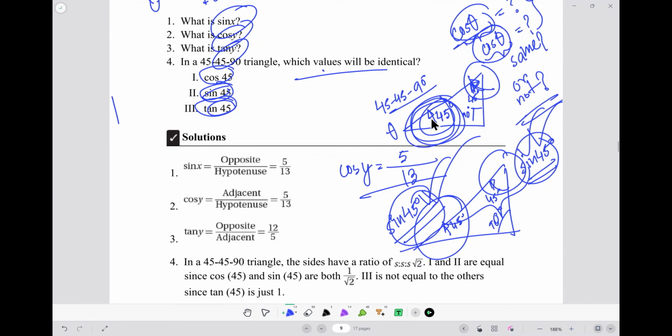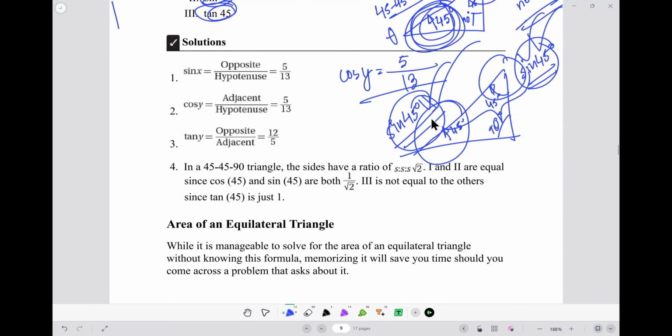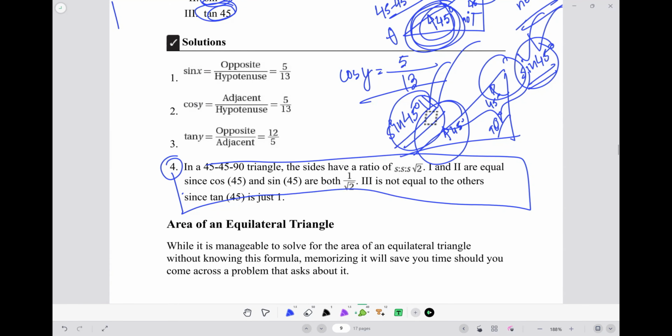Then you just need to compare. Basically, they are not just giving a very good, extended explanation, but I'm just telling you the exact thing, the true thing, because they're telling you that in a 45-45-90 triangle the sides have a ratio of root 2, 1 and 1, since cos 45 and sin 45 both have 1 by root 2.